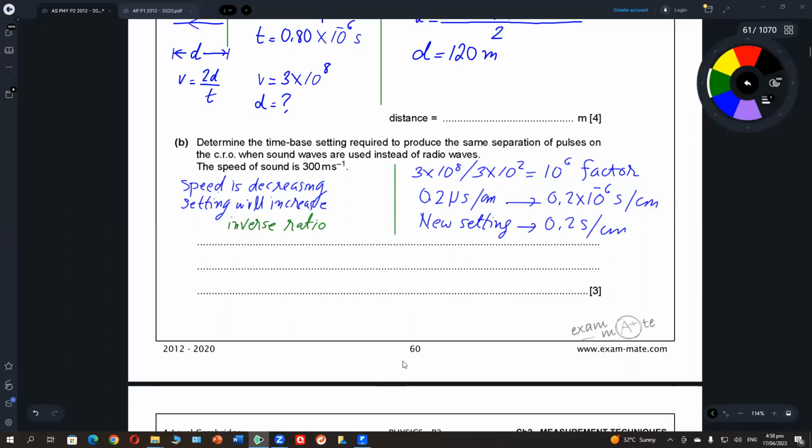Something is going wrong because I'm using a direct ratio. Now I have made a mistake, because it was not a direct ratio case. It was an inverse ratio. When speed is decreasing, the setting will increase. The rule of graphs: when you want to plot a bigger number, you have to take a smaller scale and vice versa. So the ratio between speed of radio wave and speed of sound is 10 to the power 6. It's 0.2 microsecond per centimeter. So I have taken it, removed the micro, 10 to the power minus 6, and then taken the new setting, which is 0.2 seconds per centimeter. So you have to see this rectified working.